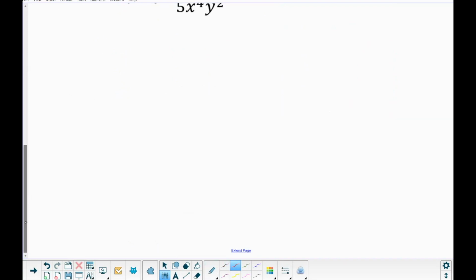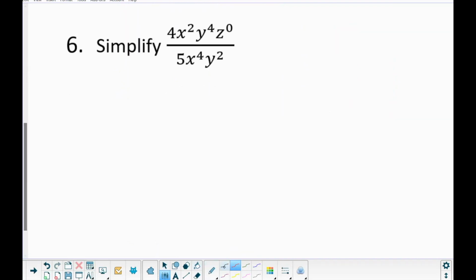So it looks like we have another division. So again, it's important to remember your laws of exponents. So start with the whole numbers. 4 divided by 5, well, we can't really simplify. There's no number that goes into 4 and 5 besides 1, and 1 just keeps them the same. So it's going to stay as 4 over 5.